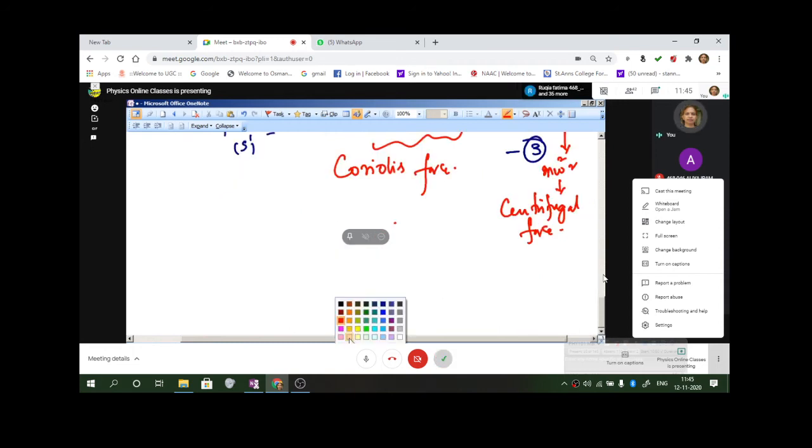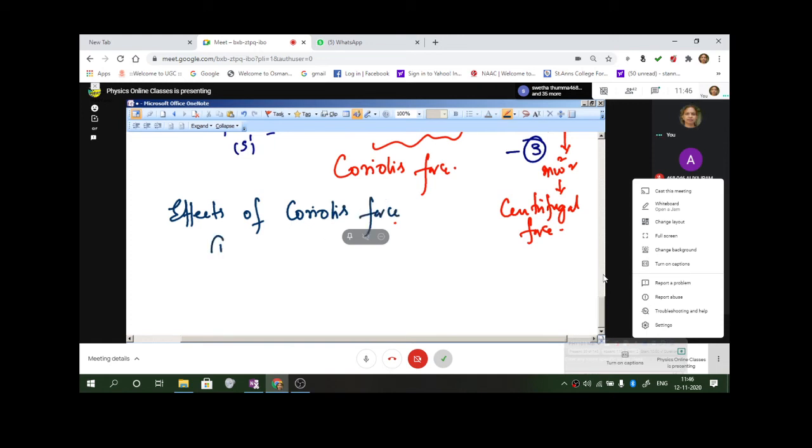I'll show you a video which I have already showed. I don't know how many of you could see it. So the effects of the Coriolis force are: one, direction of winds. It's not trade, it is trade winds. There's a mistake in the book. It's not trade, it is tide, tides.